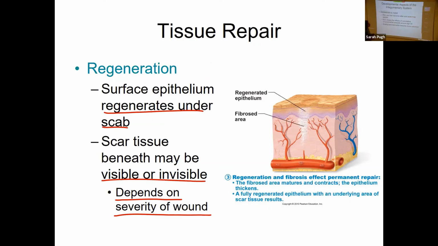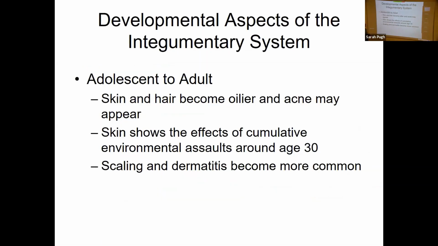Last couple things in this chapter are just on the development of your skin. So from adolescence into adulthood, usually there's not a lot of issues with your skin until you hit puberty. Once you hit puberty, you start releasing sex hormones, and your skin and hair get oilier. So acne can be a problem. Your skin will start to show the effects of environmental assaults around the time you hit 30. So at 30, if you've been out in the sun with no sunscreen, you're going to start to have pigmentation in your skin. You'll start to see wrinkles.